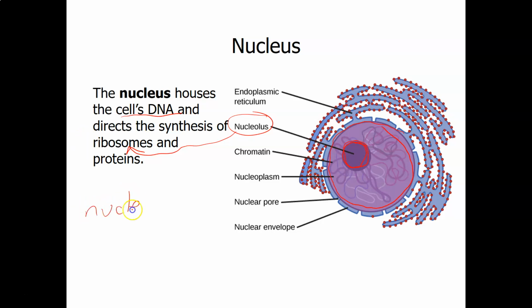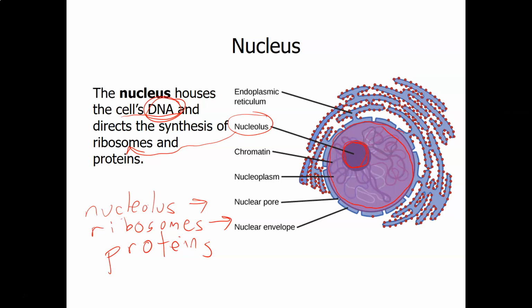Nucleolus synthesizes ribosomes, and ribosomes synthesize proteins. But it's DNA that directs the synthesis of those proteins, that has the code for each protein that determines our traits.